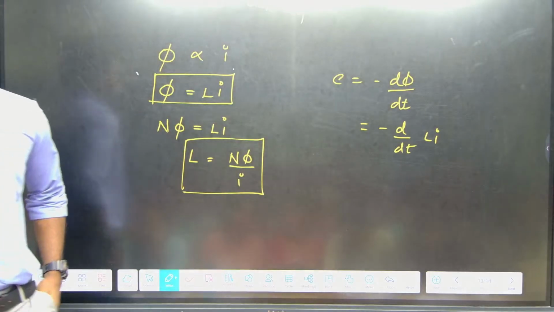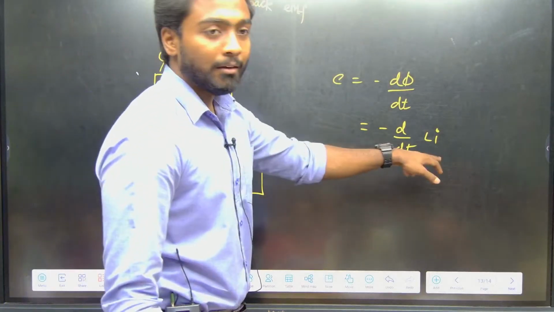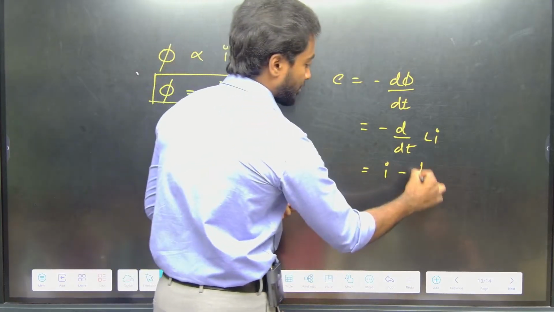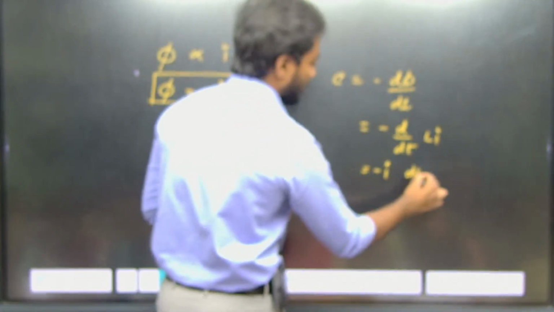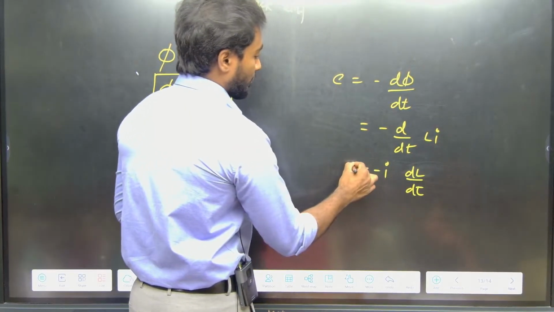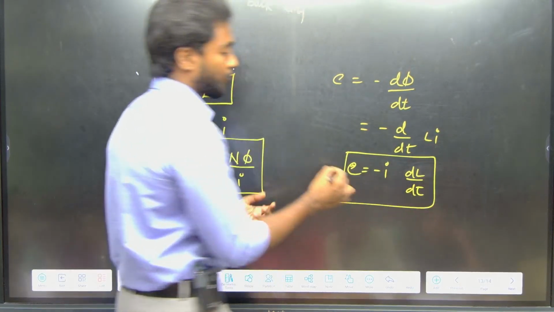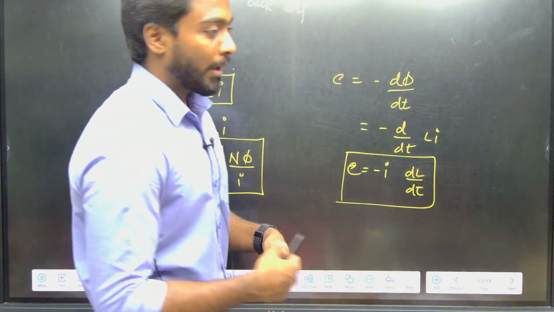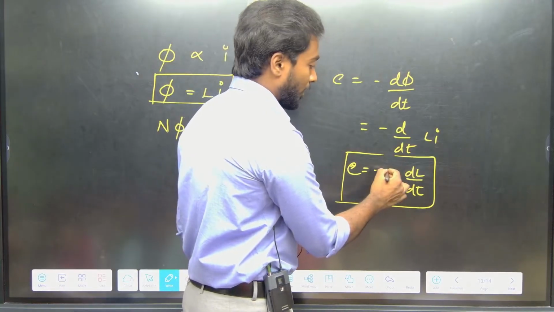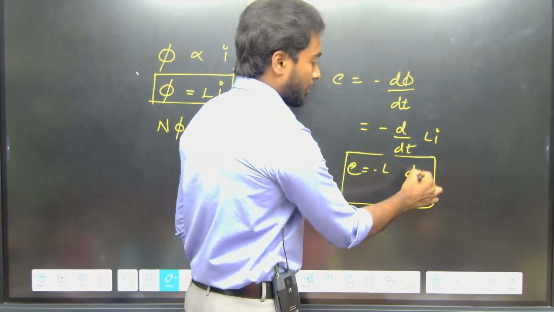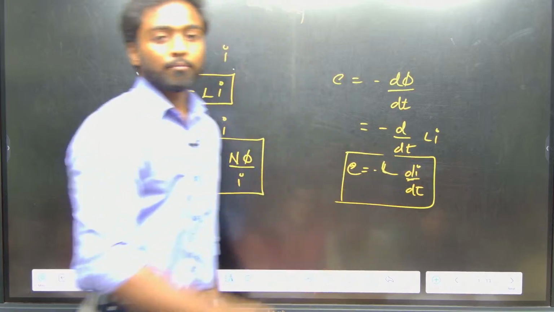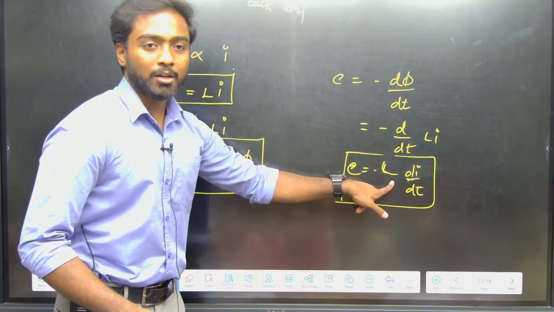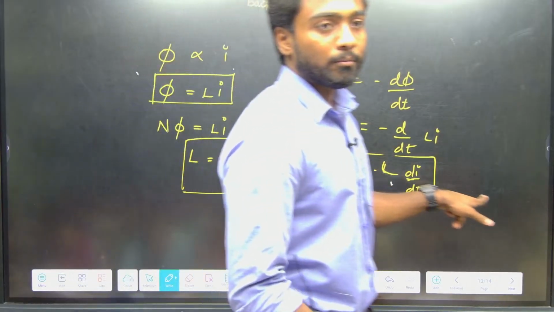Right? So if anything is changing with respect to that, I can take the components. So if current is I, then minus I into dL by dt. This is my induced EMF. If current is varying, then what happens? L into dI by dt. If current varies, L will be constant, no? Yes or no?